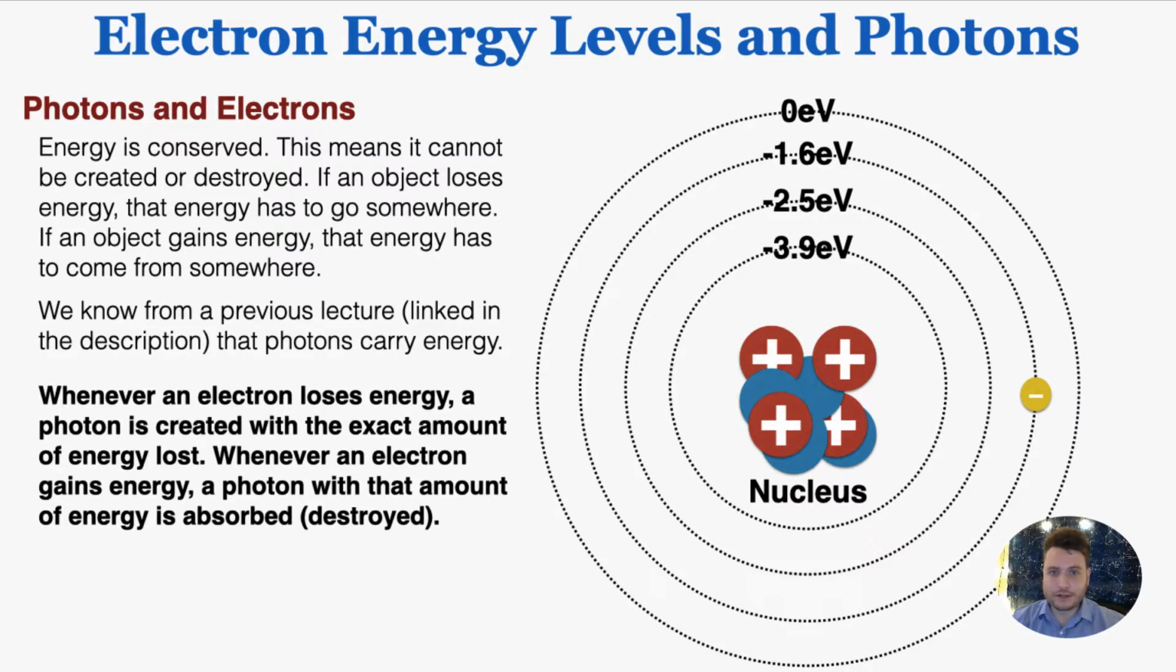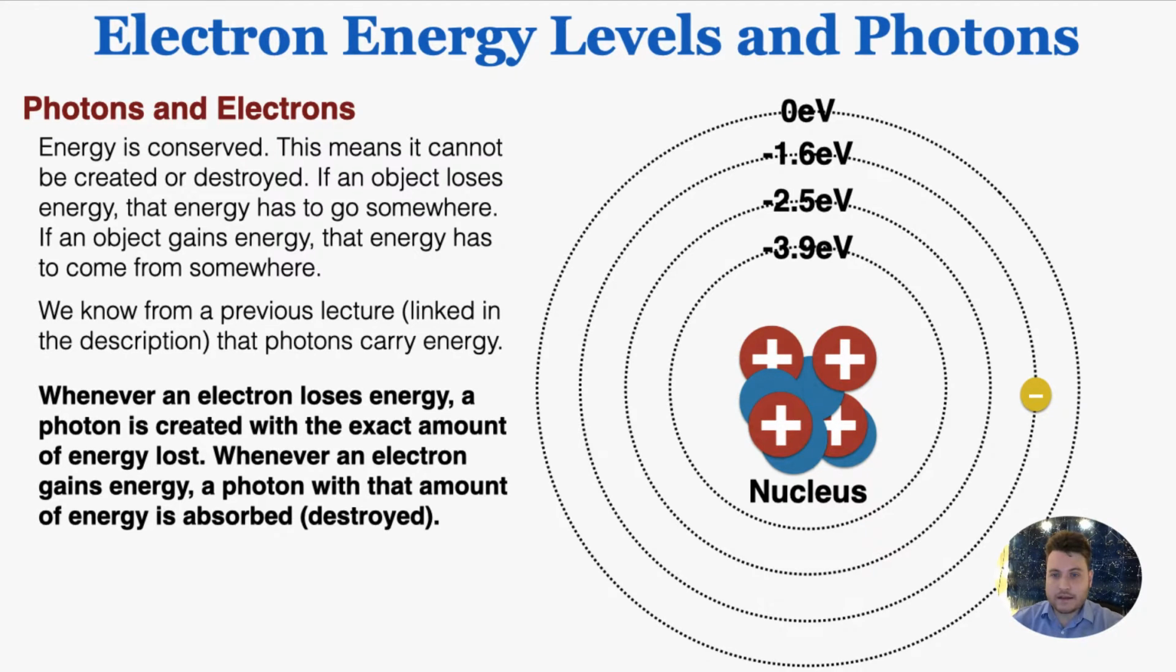We're now ready to learn about the relationship between photons and electrons. So energy is conserved. This means it cannot be created or destroyed, which means that if an object loses energy, that energy has to go somewhere. It can't just disappear into nothingness. If an object gains energy, that energy also has to come from somewhere. And we know from a previous lecture, which I've linked in the description, that photons carry energy. So this is the relationship between photons and electrons. Whenever an electron loses energy, a photon is created with the exact amount of energy that the electron lost. Whenever an electron gains energy, a photon with that amount of energy is absorbed or destroyed by the atom.